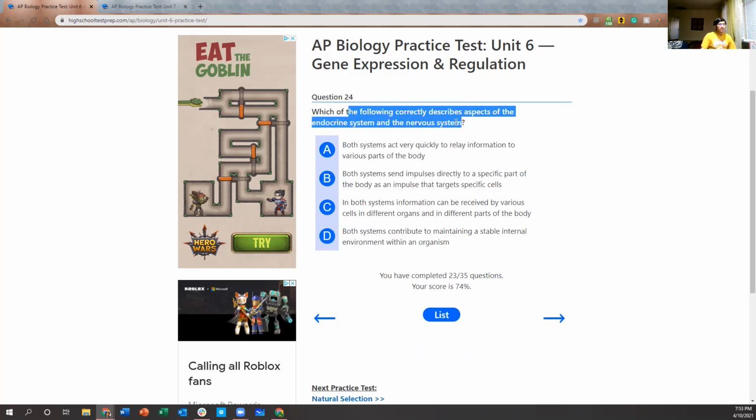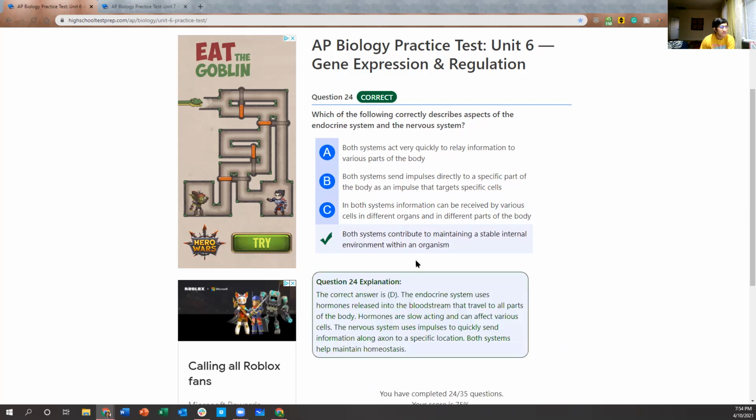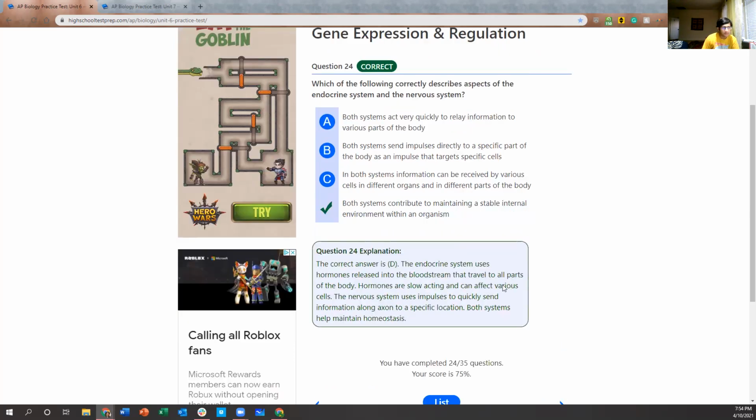Which of the following correctly describes? Okay, now I think we're getting into questions that have nothing to do with what's on the test, but I'm just going to do them for the sake of practice. Feel free to skip over these if you don't want to spend time. Endocrine system and nervous system, both are responsible. Let's see. Both systems send impulses directly. No, that's the nervous system. Both systems' information can be received by various cells in a different way. I think the answer is D, because they're both helping reach homeostasis.